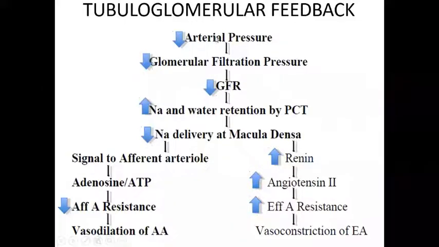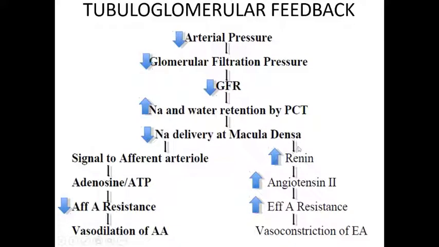So if you have a decrease, this is the opposite now. If you have a decrease in the arterial pressure, it means that the glomerular filtration pressure is also going to decrease. So you can see that the glomerular filtration rate is also reducing here because the pressure is reducing. Then there will be an increase in the reabsorption of sodium and water in the proximal convoluted tubule. So the macula densa cells won't be sensing a lot of sodium. So they will increase now.